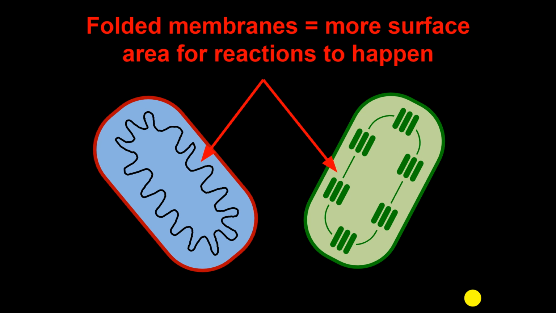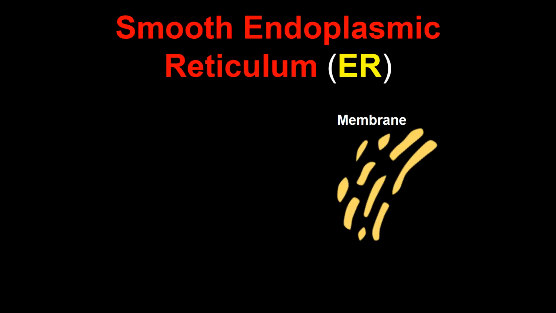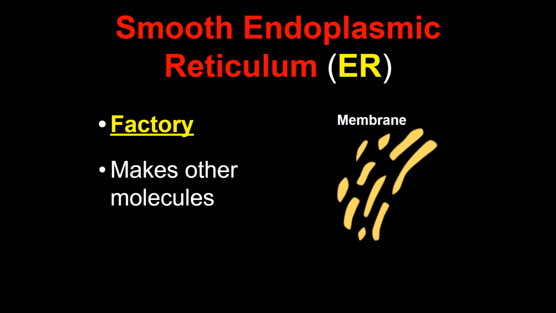Now, one thing to note about these is they both do a lot of reactions, and so they have these folded membranes that allow for more enzymes and more surface area for those reactions to happen. The smooth endoplasmic reticulum, just like the rough, is like a factory, except the rough makes proteins, the smooth makes other things, specifically lipids.